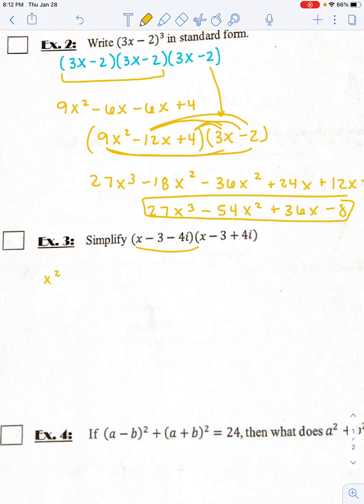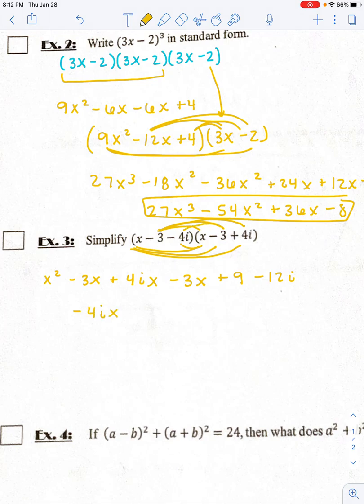This one we're simplifying. So we're distributing this. It involves some imaginary numbers here. So I've got x times x gives me x squared. X times -3, -3x. X times 4i, that gives me 4ix. Now I've got -3 times x, that gives me -3x. -3 times -3 is positive 9. -3 times 4i is -12i.